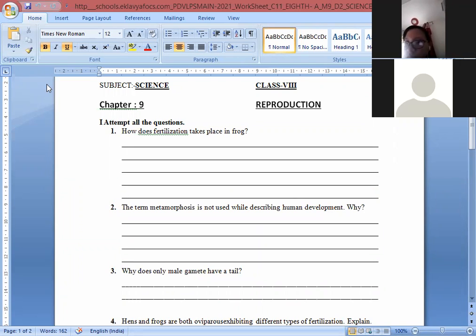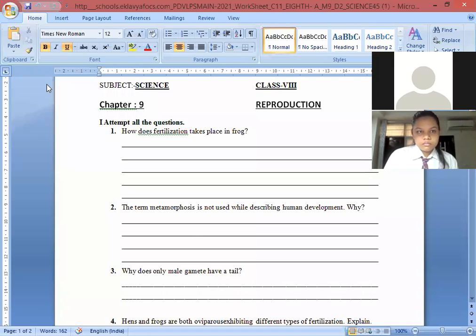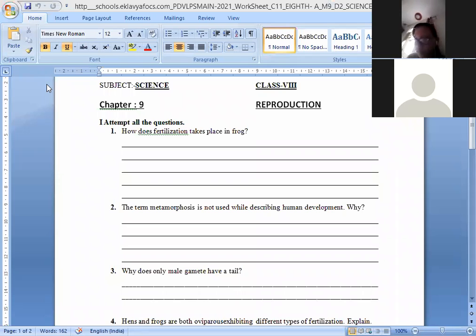We had also read about fertilization. Two types of fertilization are there, internal and external fertilization. Here we have a few questions. Question number 1 is, how does fertilization take place in frog? So you have to tell where the frog lives. You know, it lives in water and on ground, both.